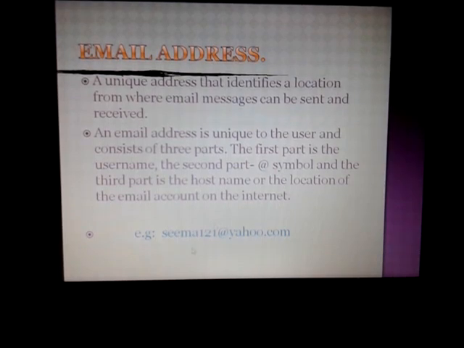Here is this email address, seema121@yahoo.com. seema121 is the username, @ is the separator, and Yahoo is the host name, .com. Already I told you in your first chapter that it's a domain name to which the organization the email belongs.